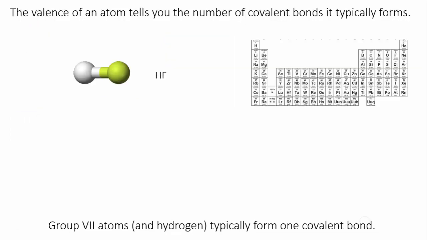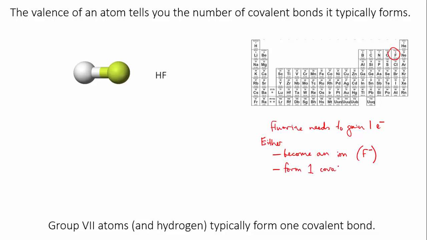So, let's go back to hydrogen fluoride. Fluorine has a valence of minus 1. Being in group 7, it has 7 valence electrons, so it needs to gain 1 electron in order to complete its outer shell, which makes it energetically stable. One way fluorine can gain an extra electron is by becoming an ion, and this is what happens if it reacts with a metal. But if it's pairing with another non-metal, like hydrogen, it does it by covalent bonding.